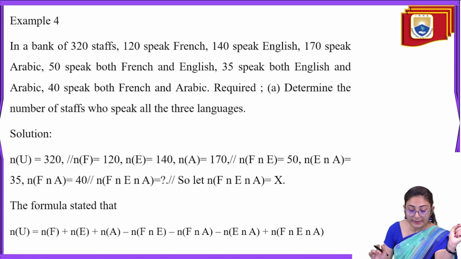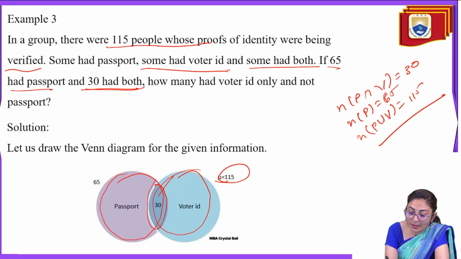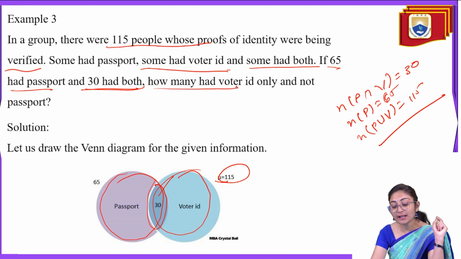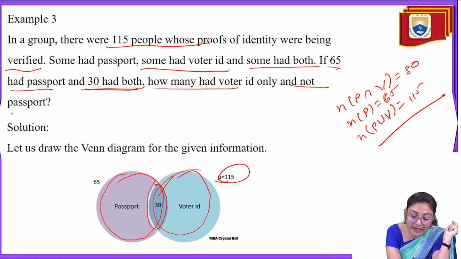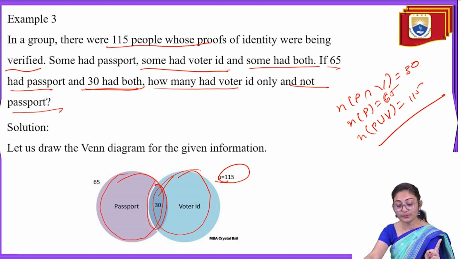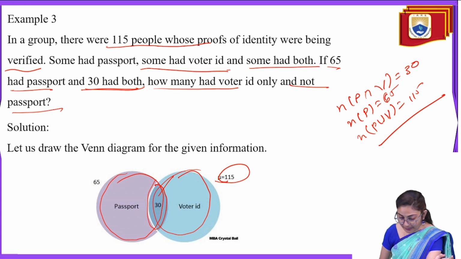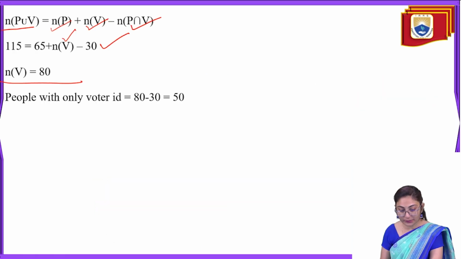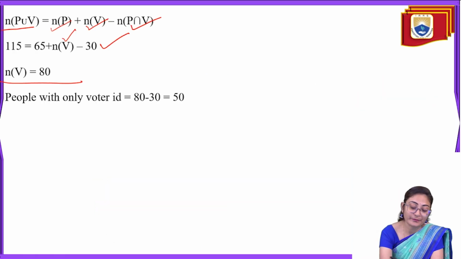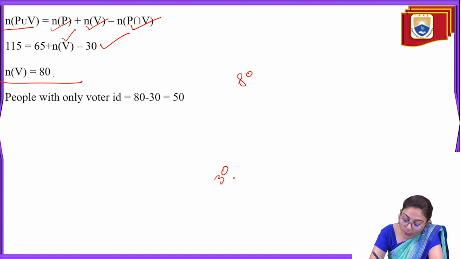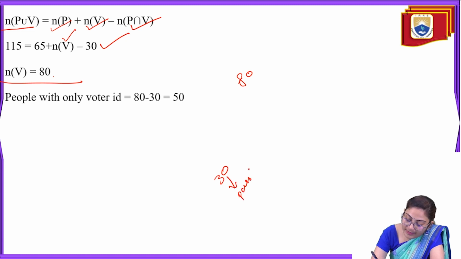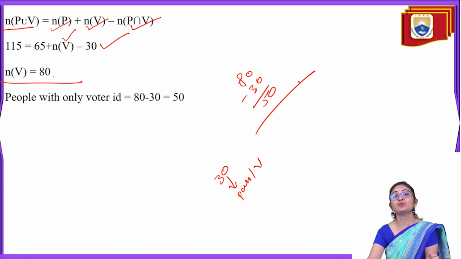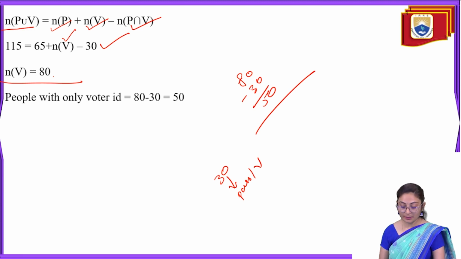Now they are asking how many had voter ID only and not passport. That means it should not contain the passport. So definitely 30 people have both passport and voter ID, and we got the total number of people who have voter ID, that is 80, and 30 are there who have a passport also and a voter ID also. So definitely 80 minus 30, that is 50. 50 people are there who have only voter ID but not passport.